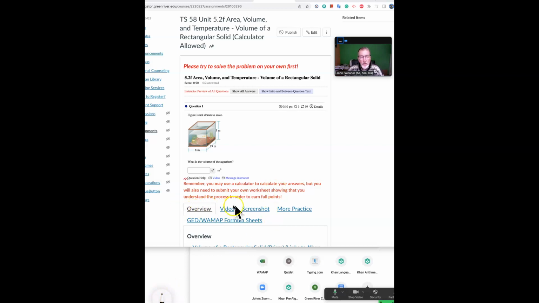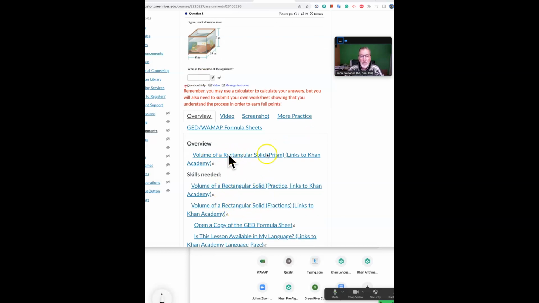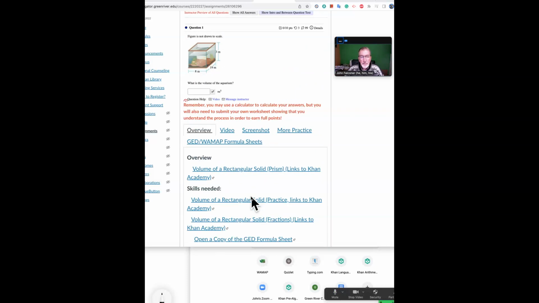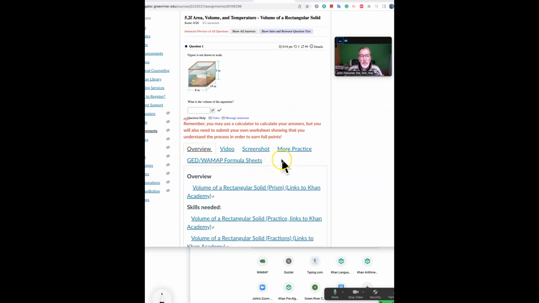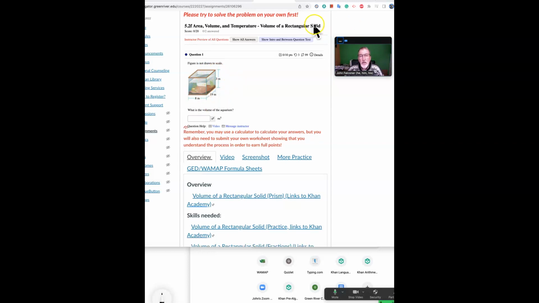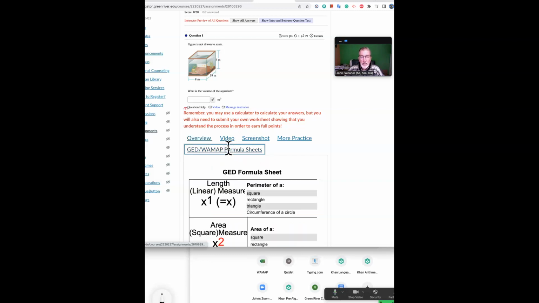If you want to have an overview, there are some links here to Khan Academy to study this topic a little bit. There are two videos in WAMAP, of course, and then we've got links to the GED formula sheet and the WAMAP formula sheet, which you may need if you don't know how to calculate the volume of a rectangular prism. And they say solid here. I guess we're calculating the volume of an aquarium, which is not truly solid. That would be more like a brick. But let's take a look at the formula sheet and see what it says.